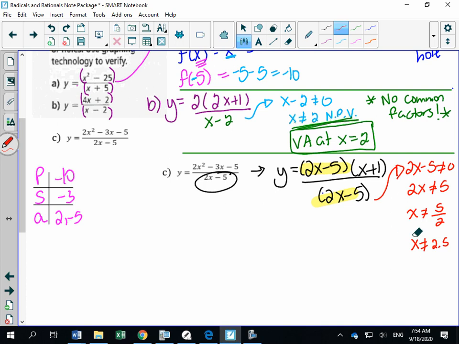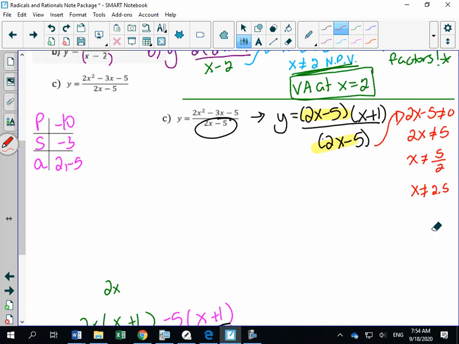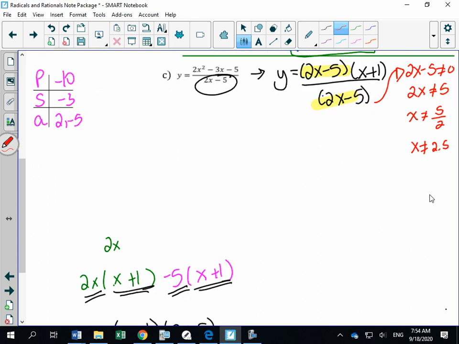So we need to ask ourselves, is that going to be a vertical asymptote at 2.5 or is it going to be a hole? Because we have a common factor, this is going to be a hole. So there is going to be a hole in my graph at x is equal to 2.5. That's where the hole is going to be. So now we need to find the point of the hole. And a point is always at x comma y.